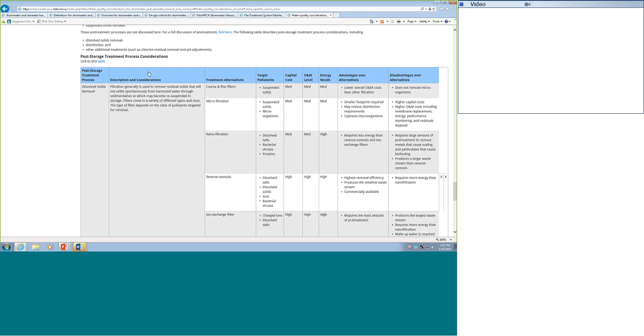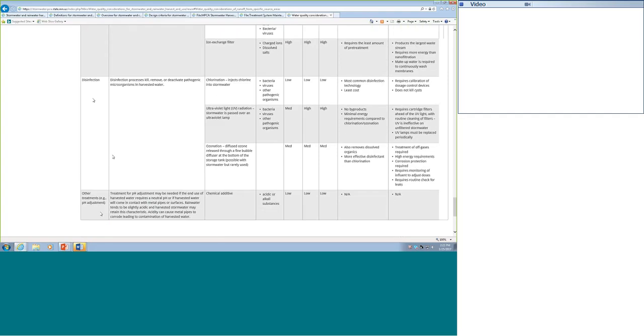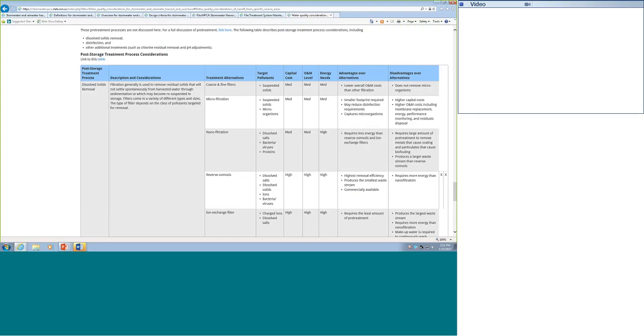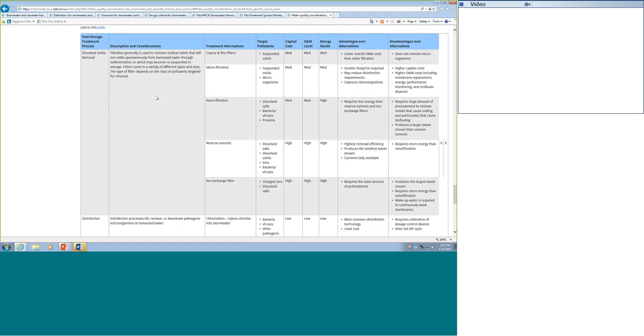So here's a nice table. I believe this originally came from Met Council's reuse guide, reproduced here. It's a great table that describes what different processes there are. There's dissolved solids removal, which I talked about, disinfection, and some other treatments, like pH adjustments for your pump and distribution components. So, for example, dissolved solids removal: you might need to remove these as pre-treatment for disinfection or just for your different types of end use. And there are different alternatives: microfiltration, nanofiltration, reverse osmosis filters, ion exchange filters.